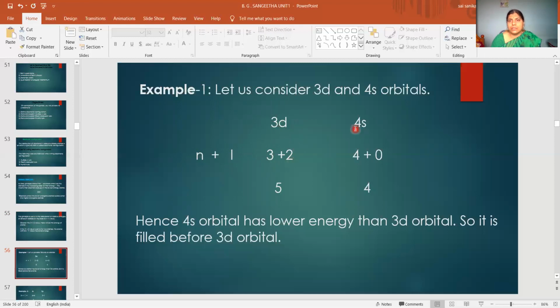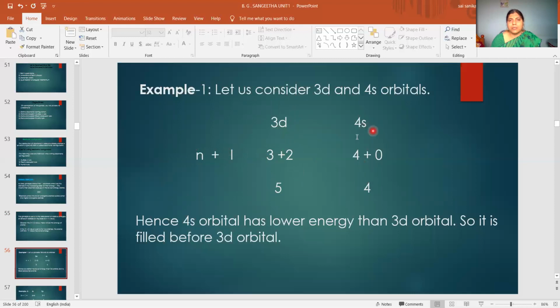In your syllabus, L value 0 means s orbital. L value 1 means p orbital. L value 2 means d orbital. L value 3 means f orbital. So here d orbital is there, so L value will be 2. 3 plus 2 is 5, and n plus L value is 5.